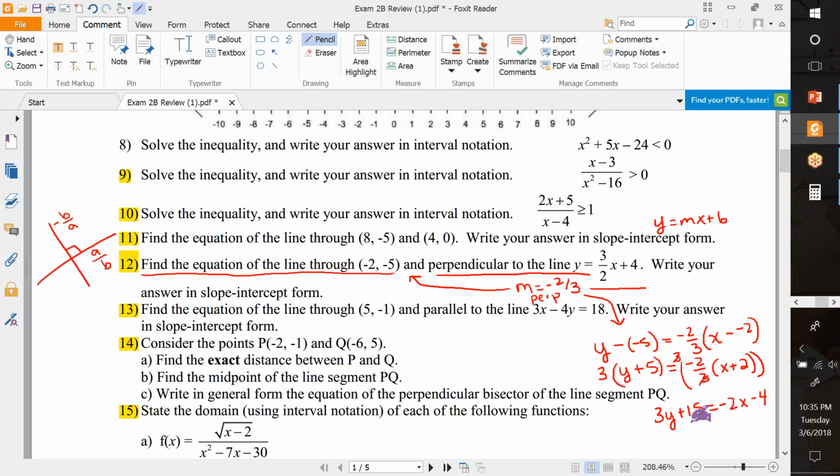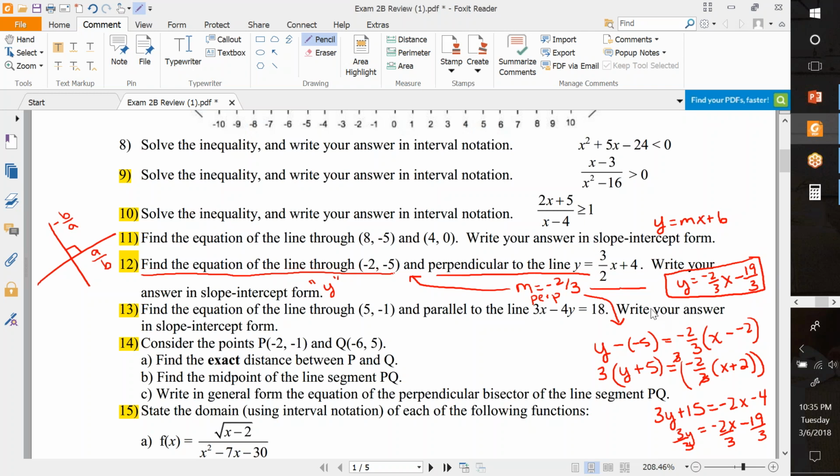To get this in slope-intercept, because that's what they asked for, you need to solve for y. That's what that means. So we need to subtract 15, which would make that -19, and then divide everything by 3. So it looks like the answer to number 12 should be y equals -2/3 x minus 19/3. So perpendicular means flip the sign and the fraction of that slope. You change both parts.